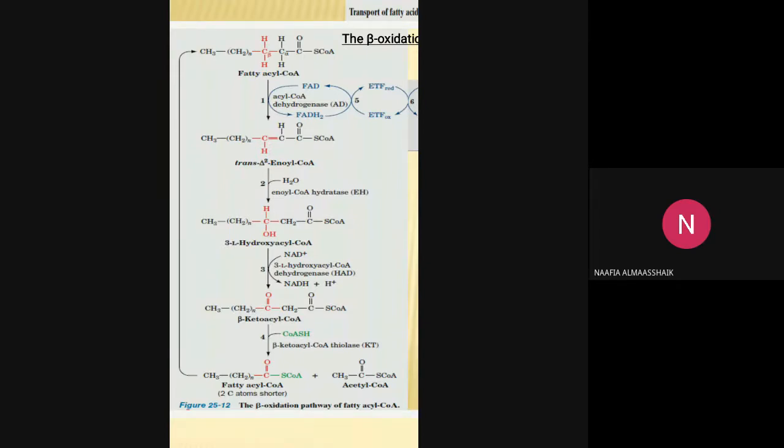Only 2 carbons are remaining, sir. No need for another cycle. Already 2 carbon atoms are left, and the end product is already formed. That's why only 7 cycles are required.